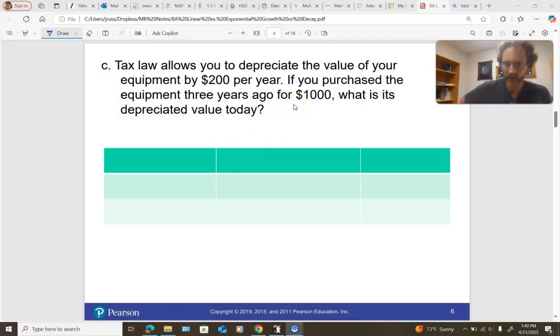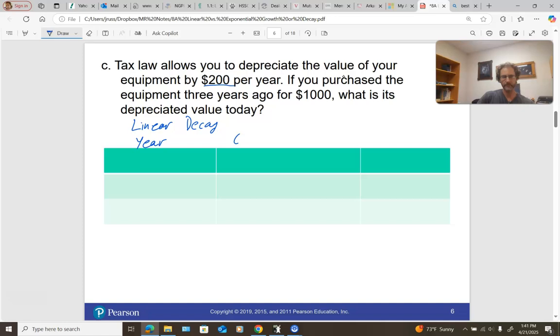Sorry about that, guys. My computer keeps freezing. Alright, well, this is linear decay. And it's decay because the value is depreciating. So that means going down, and it's going down by a fixed amount. Okay? So I'm going to put in here linear decay. I'll do this in the same way. And then this will be the final value of the equipment.